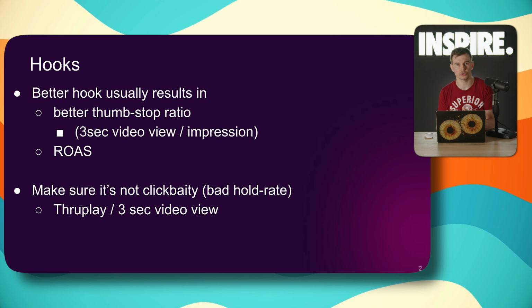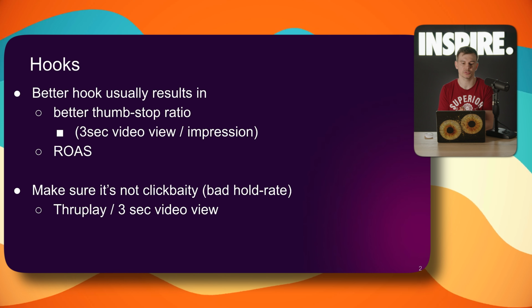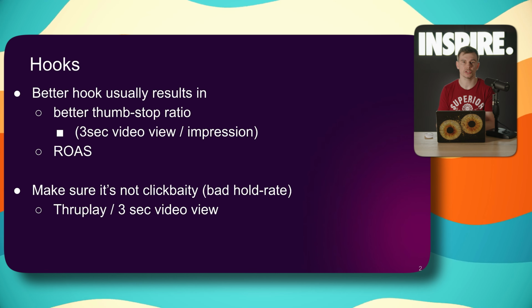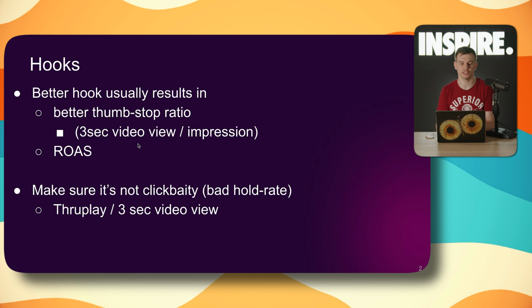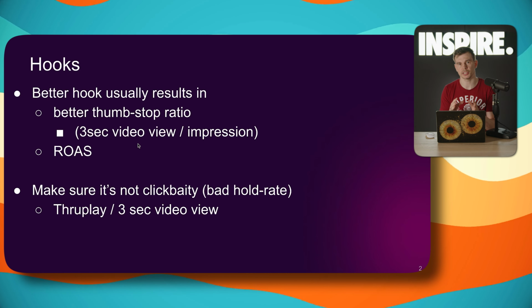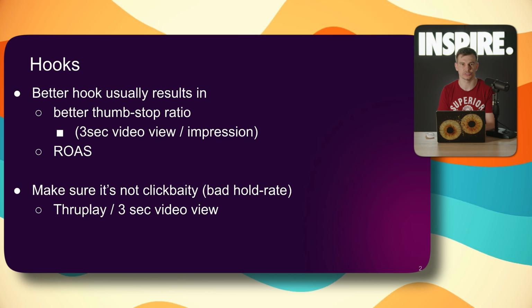A better hook usually results in a better thumb stop ratio. When you have a better thumb stop ratio, you usually have higher ROAS. We measure hook rate by dividing 3-second video views by impressions. This tells us what percentage of people who view the ad watch at least 3 seconds of the video, which we consider a hook.